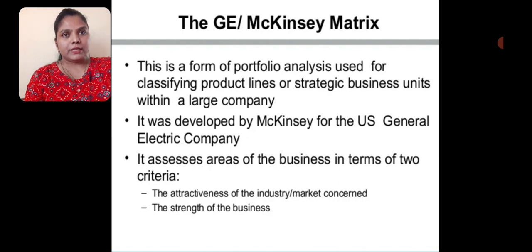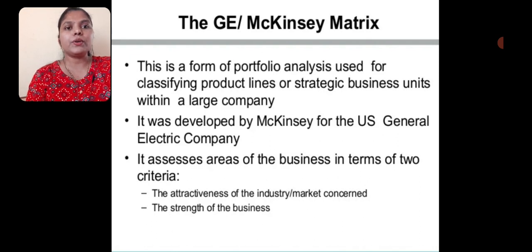First we will discuss the GE matrix, or McKinsey matrix. This is a form of portfolio analysis used for classifying product lines or strategic business units within a large company. It was developed by McKinsey for the US General Electric Company. It assesses areas of the business in terms of two criteria: first, the attractiveness of the industry, and second, the strength of the business.